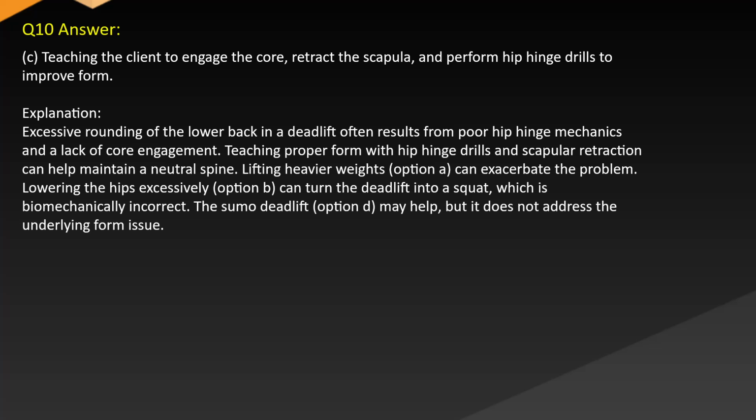Answer C. Teaching the client to engage the core, retract the scapula, and perform hip hinge drills to improve form. Explanation. Excessive rounding of the lower back in a deadlift often results from poor hip hinge mechanics and a lack of core engagement. Teaching proper form with hip hinge drills and scapular retraction can help maintain a neutral spine. Lifting heavier weights, option A, can exacerbate the problem. Lowering the hips excessively, option B, can turn the deadlift into a squat, which is biomechanically incorrect. The sumo deadlift, option D, may help, but it does not address the underlying form issue.